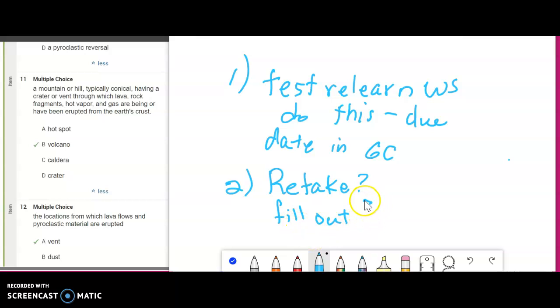So you're going to fill out the form and submit it. And that is your permission to take the retake. And our retake is going to be this Wednesday when we're in virtual. Everybody's in virtual. But they figured that was the best day to take it. So if you want to do the retake, you have to have your relearn in before Wednesday. So it needs to be on Tuesday afternoon. If you have any questions, let me know.